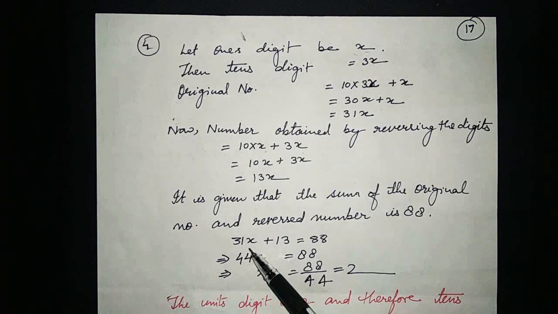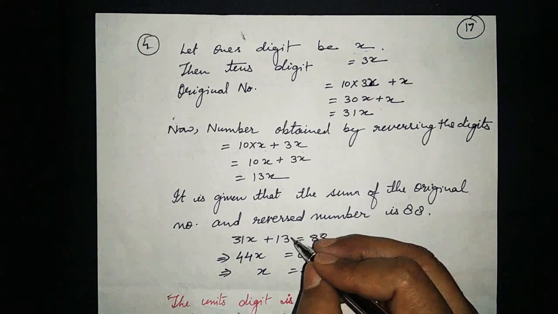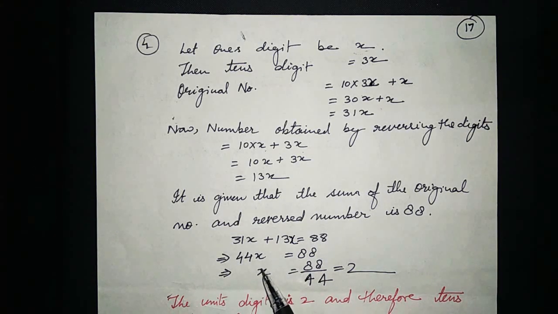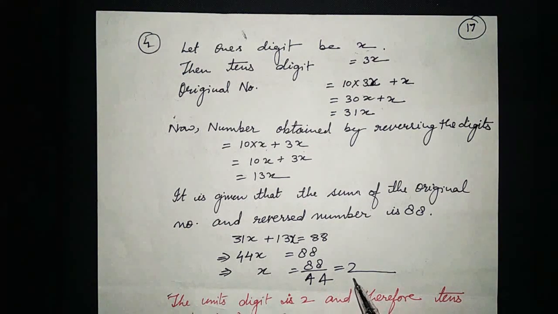Now 31x plus 13x we will add, so we will get here 44x, and on the right hand side we will get 88. Now 44 we will transpose to the right hand side, so it will come in division. x is equal to 88 by 44 is equal to 2.